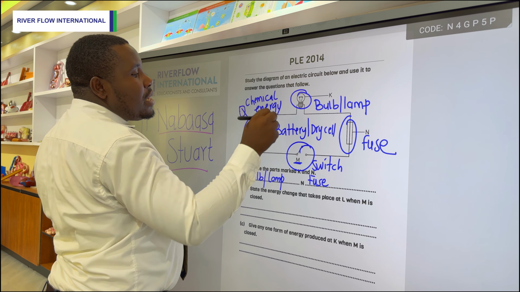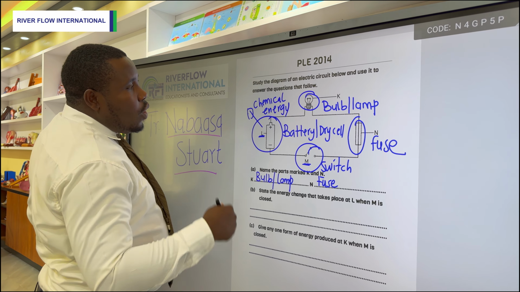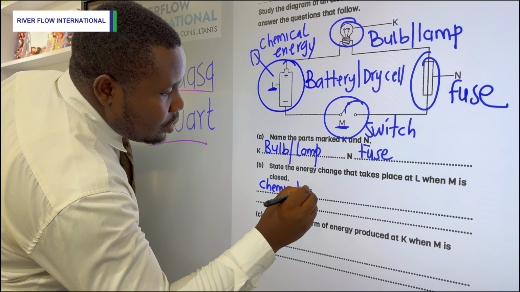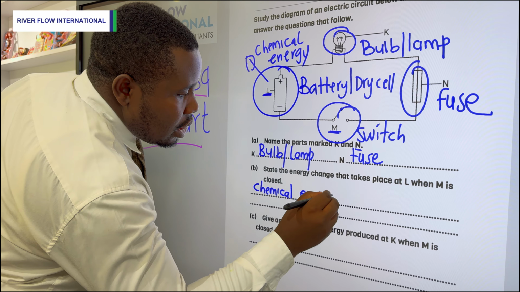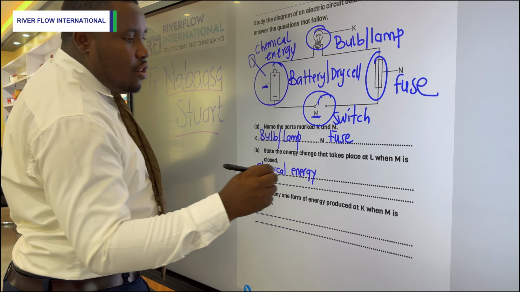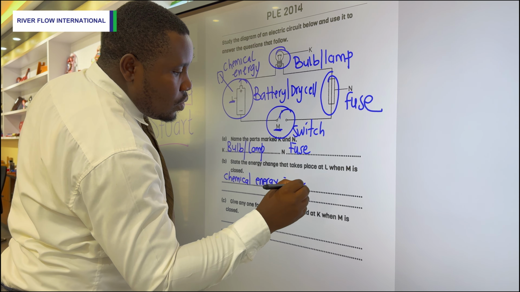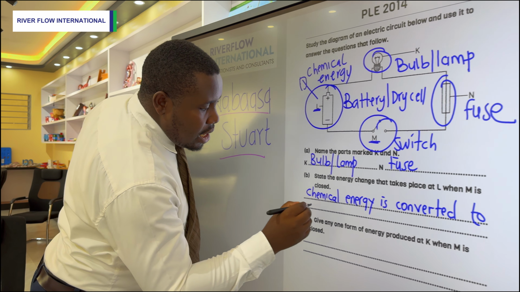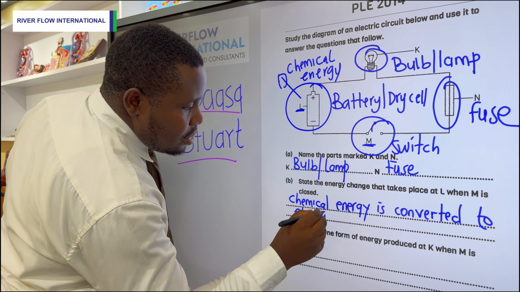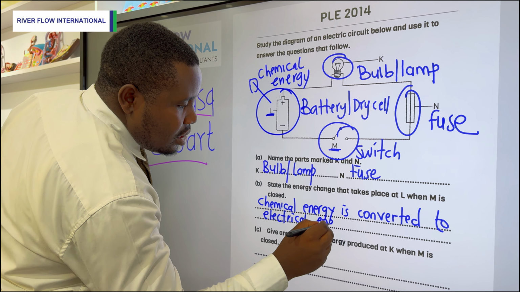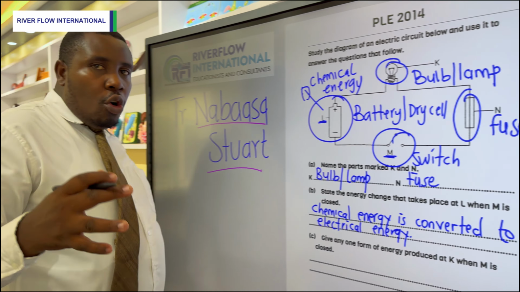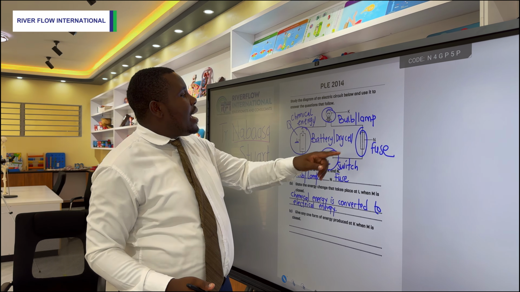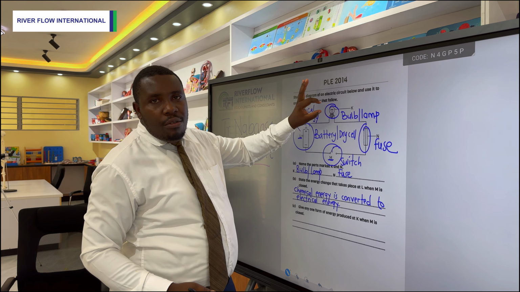So when you complete the circuit by closing the switch, the chemical energy, which is stored in the dry cell or in the battery, is converted to electrical energy. And you know, once electrical energy is formed, we have current. So current will flow along the wires until it reaches part K, which we have called a bulb.